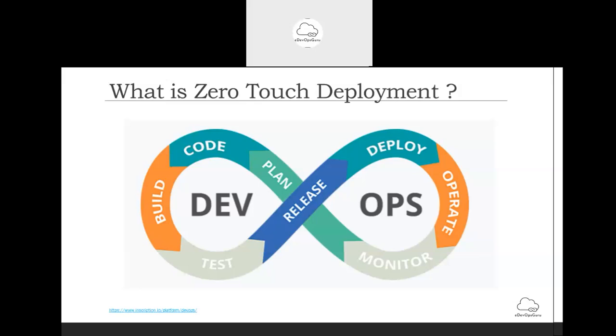So the whole flow of planning, then coding, building, testing, releasing, deploying to the production environment, operations, and monitoring, all these steps are involved in zero touch deployment. Going forward, we will see how each and every step helps in achieving zero touch deployment.